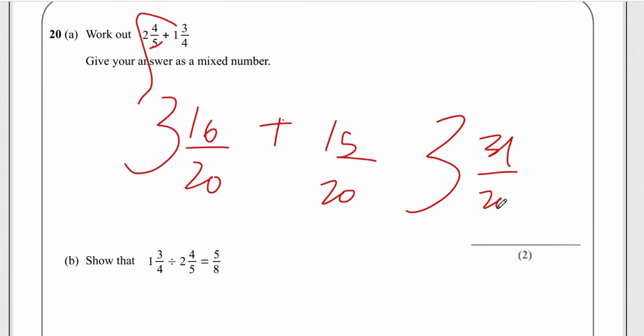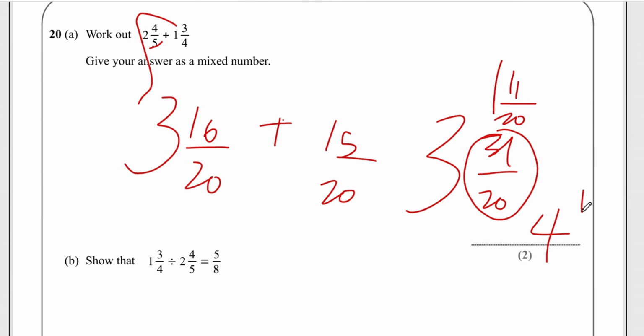You can make 31 over 20 a mixed number. 1 whole number, 11 over 20. So 3 plus 1 is 4. Okay, so it becomes 4 whole number. Since you replace that with this, 4 whole number, 11, okay, over 20. And that is the final answer. Don't forget, do not write in the space, okay?